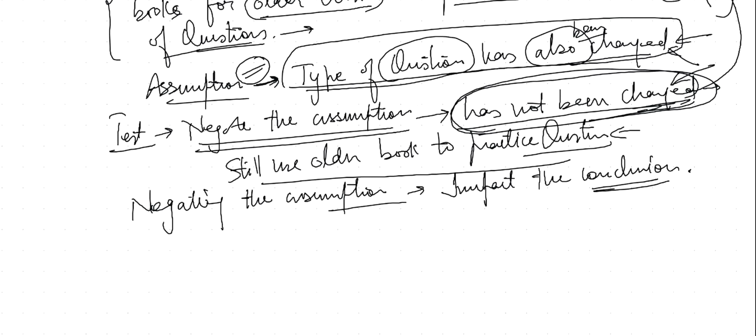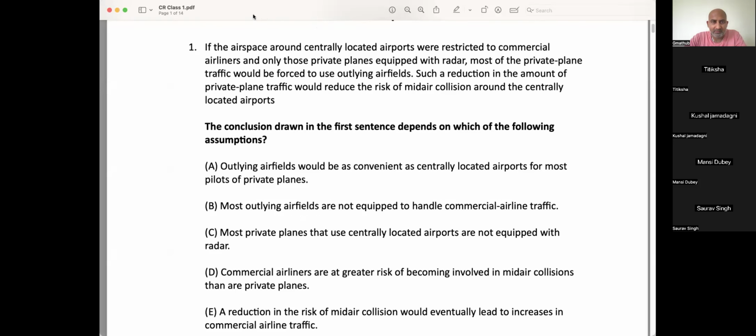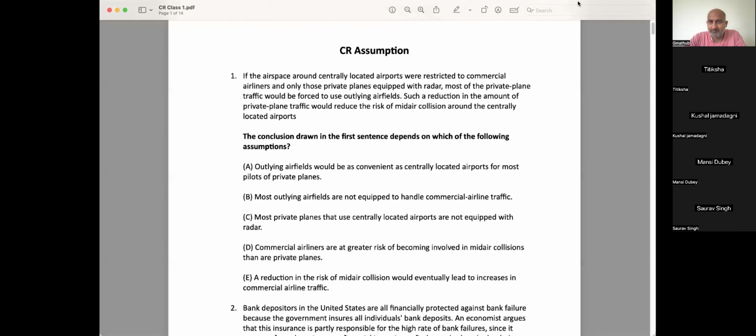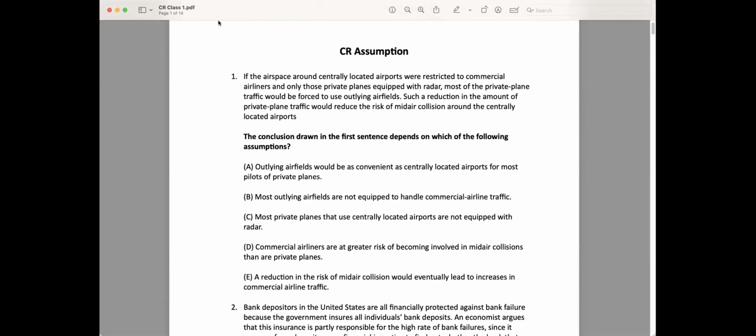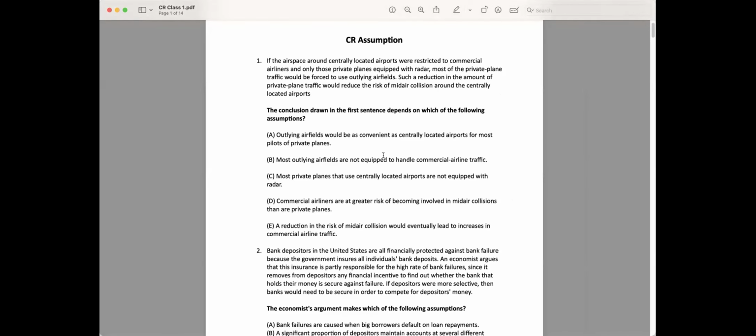Okay, let's get going with some questions and we'll understand this much better. Just go to the sheet. Try the first question. Give it a try. Read the argument carefully and do write the conclusion. That is the first thing you must be doing. Make it a habit right from day one, right from question number one.